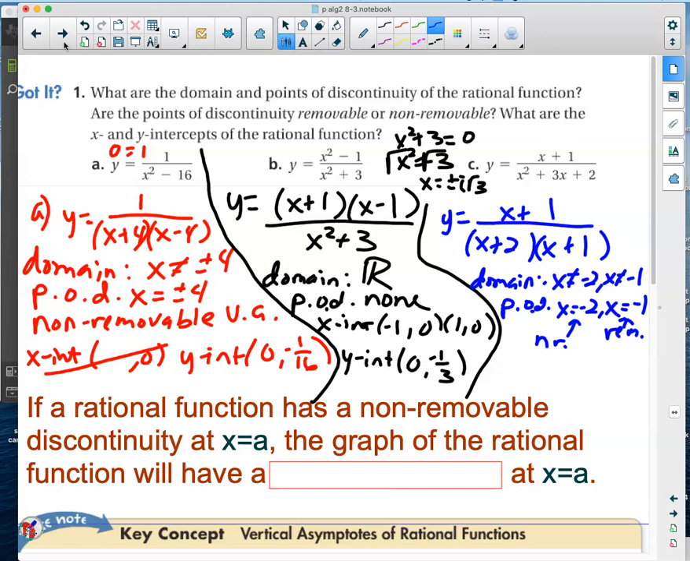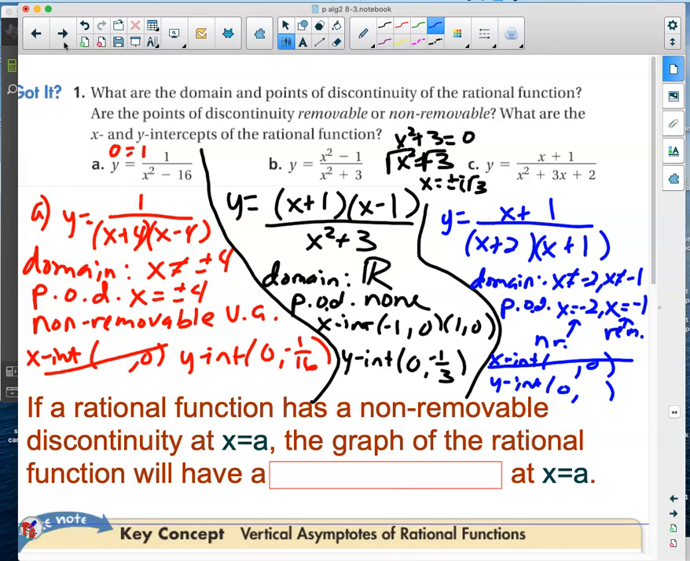And now we need x-intercept, y-intercept. So what number would make our numerator 0? Except, wasn't that a hole? So that can't be our x-intercept. We're not going to get one. It's already a hole. All right, y-intercept.